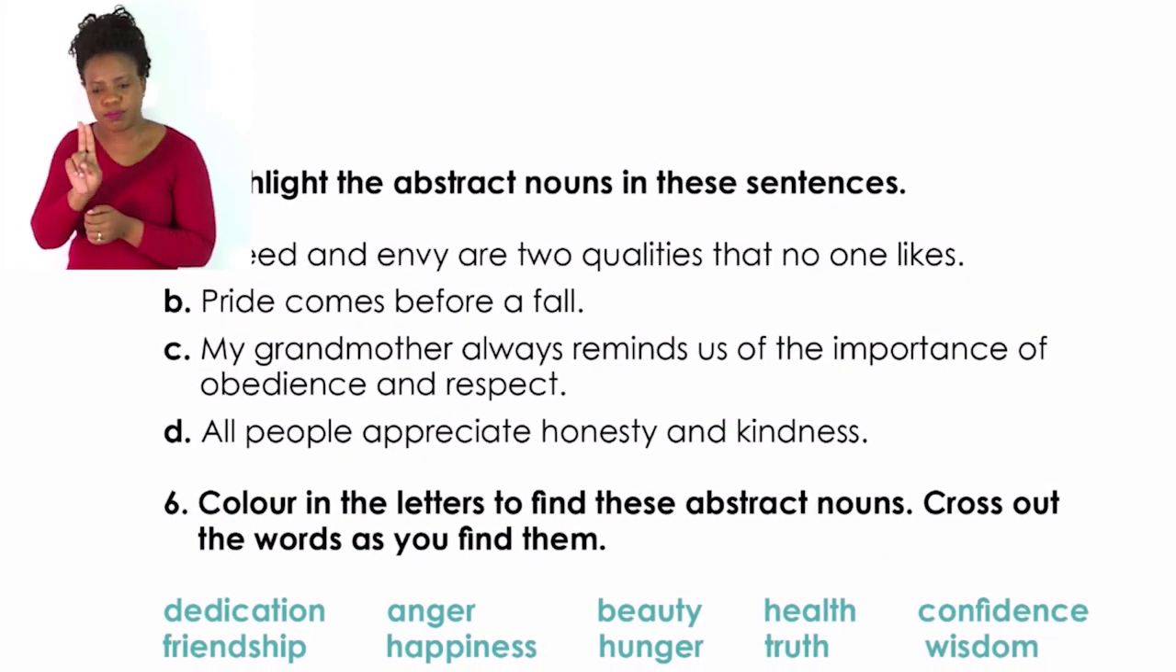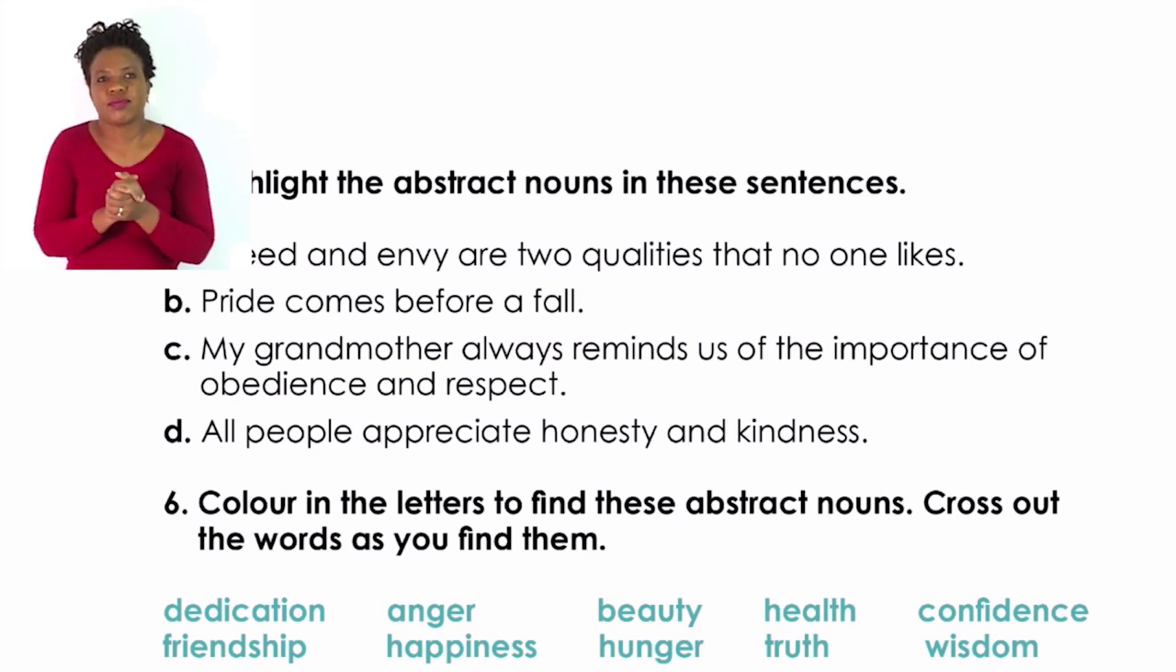A says, greed and envy are two qualities that no one likes. So, the word greed and envy, all those words are intangible. So they become our abstract nouns. All right. So you do B, C, and D.